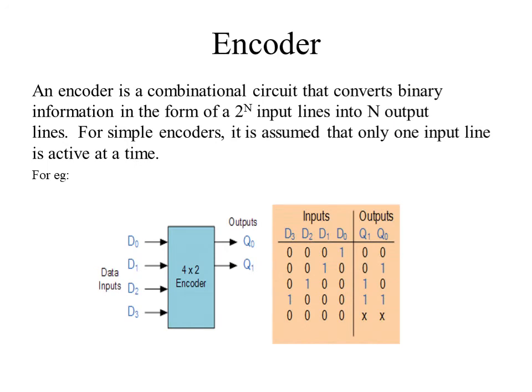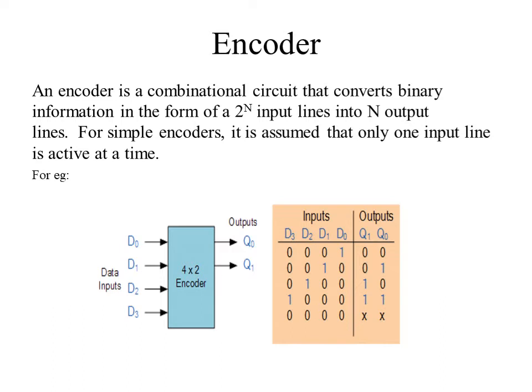The next combinational circuit is encoder. The encoder is a combinational circuit that converts binary information in the form of 2 raised to n input lines into n output lines, which represents n bit code for the inputs. In encoders, only one line will be active at a time at the input side, based on which the output will be decided.